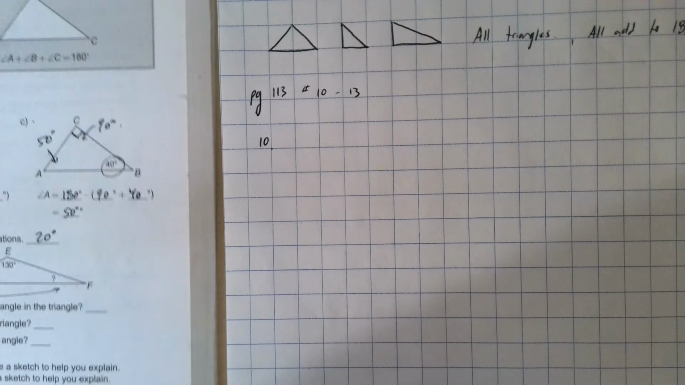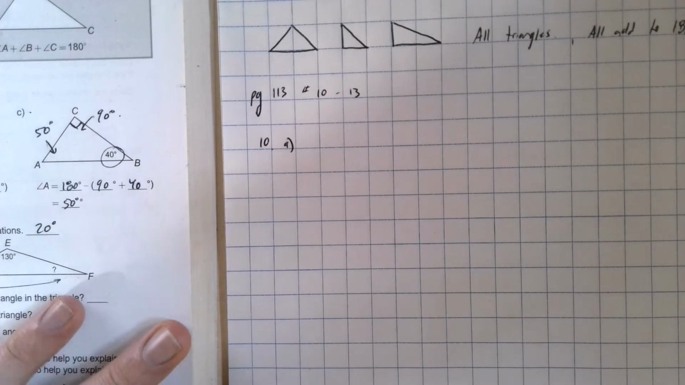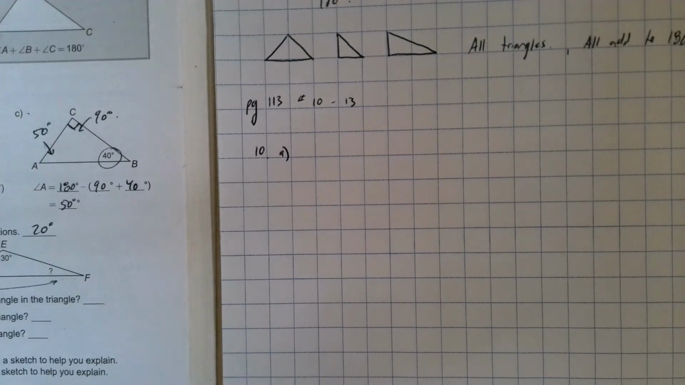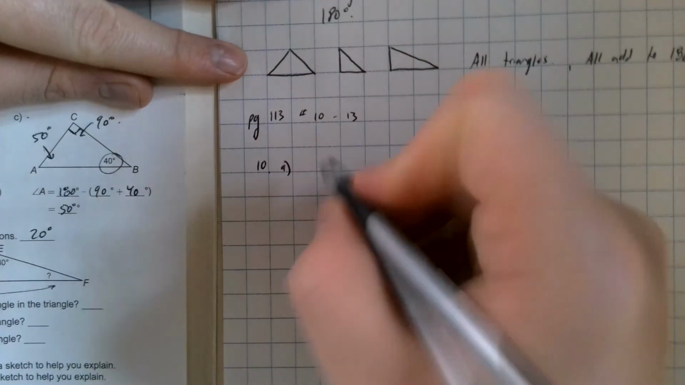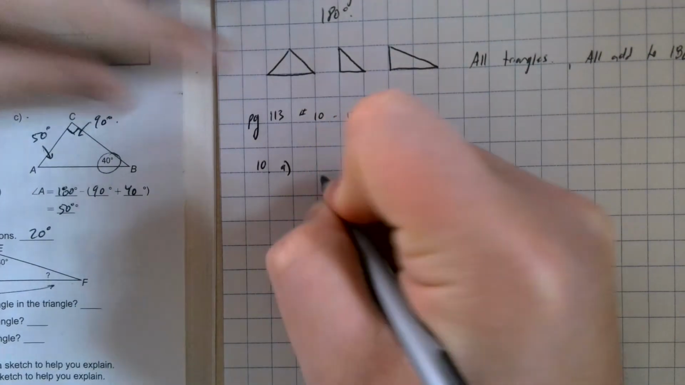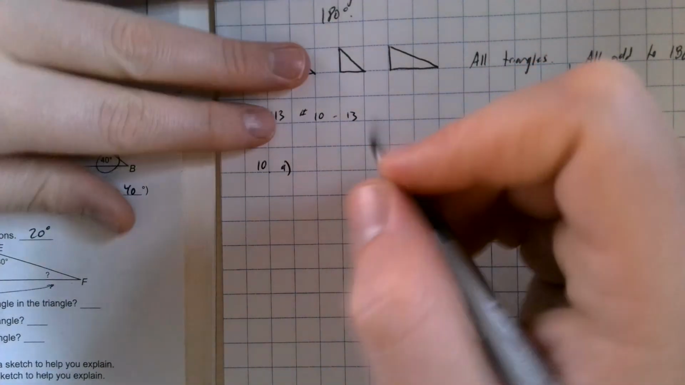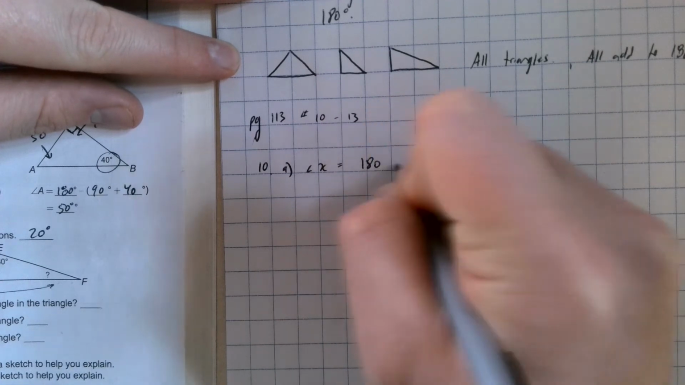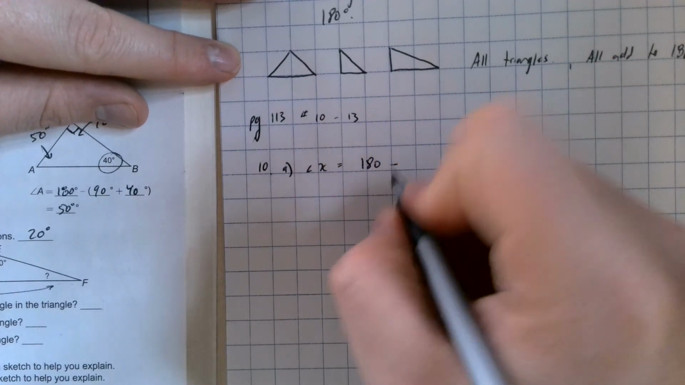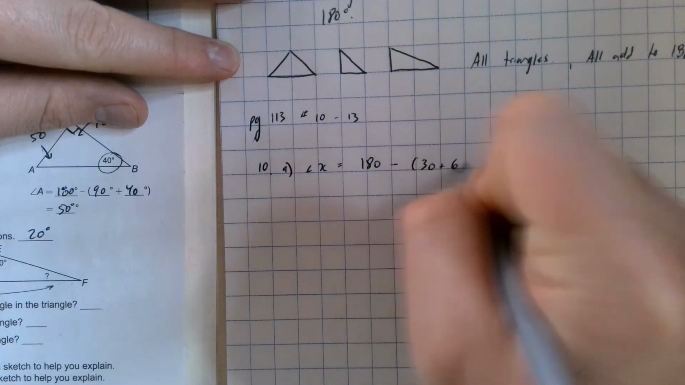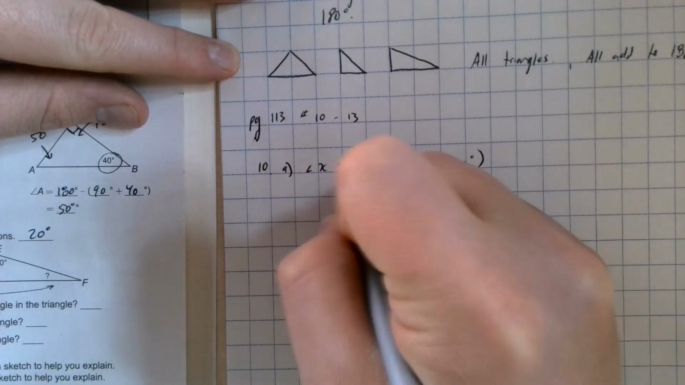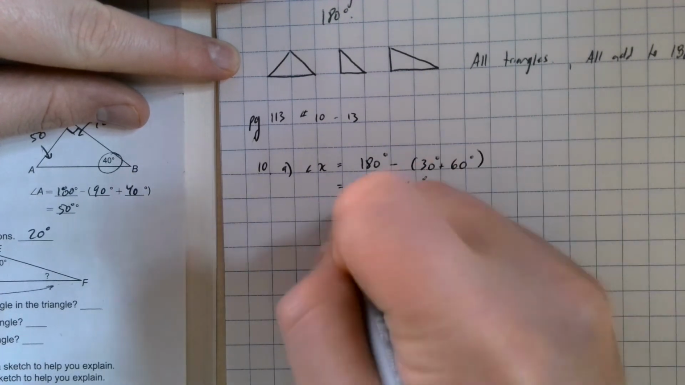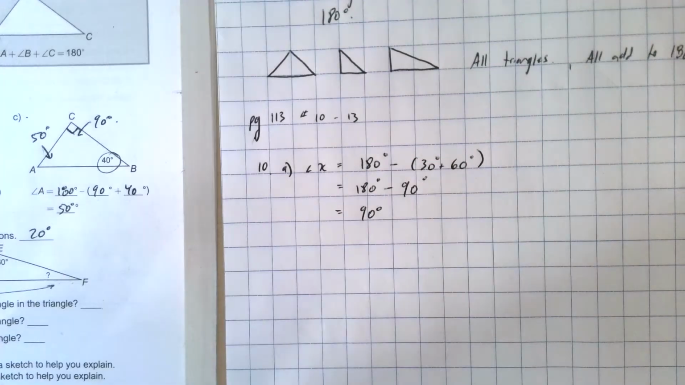The question says, a triangle has a 30-degree angle and a 60-degree angle. What is the third angle in the triangle? So I want to find out what the third one is. Let's make it X just to make it easy for myself. So let's say angle X equals 180 degrees, take away these other two angles, 30 plus 60. 180 subtract 90, and my angle is 90 degrees.